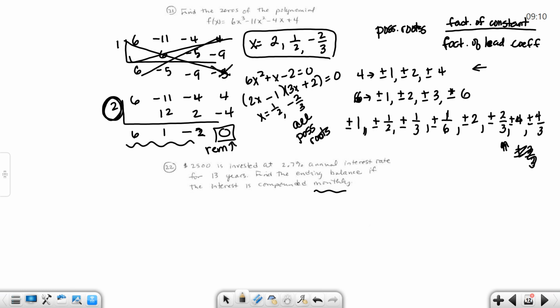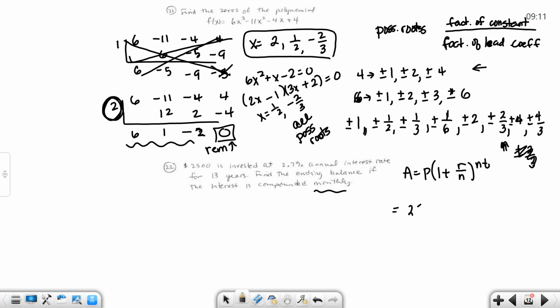If it tells us monthly, quarterly, daily, semi-annually, we know that we're going to use this formula. So A is our ending amount, P is the beginning amount or the principal, R is the interest rate, which we will write as a decimal, N is our number of times compounding. Since it's monthly, we will use N as 12. Quarterly would be 4, daily would be 365. You've got that in your notes. And T is our time in years.